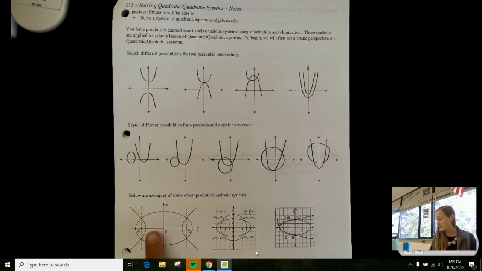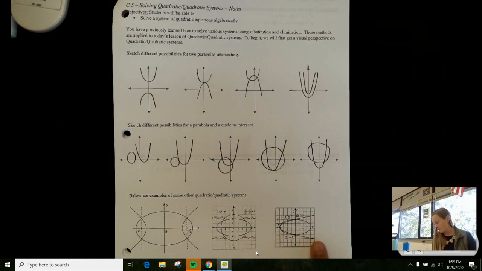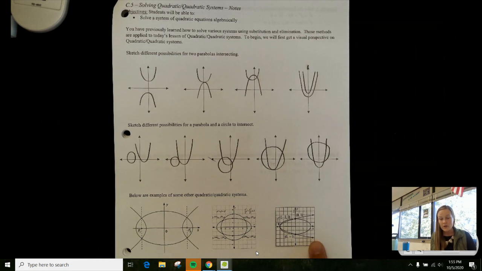I also want to point you down here, where you could also potentially see quadratics that don't look a lot like what you've seen before. So there are ellipses, hyperbolas, things like that. We don't need to know what the graphs look like, just know that there's a potential for 0 all the way up to 4 solutions when you have quadratics.